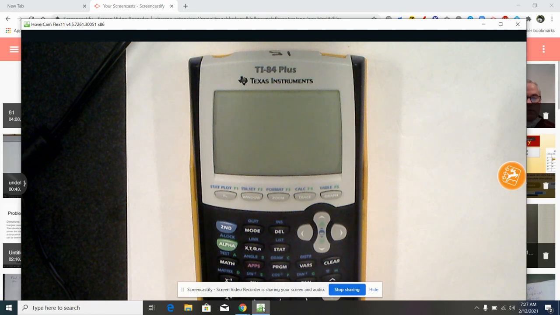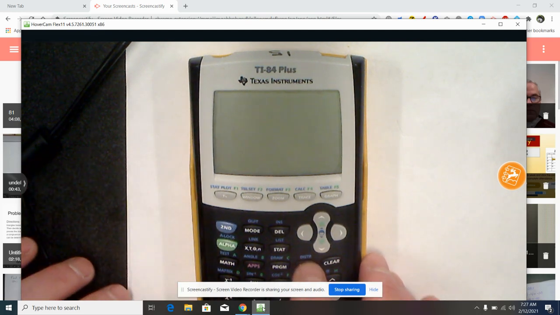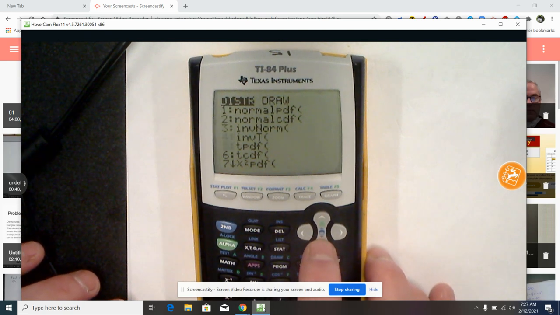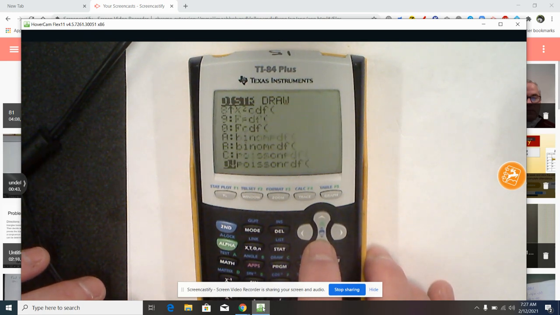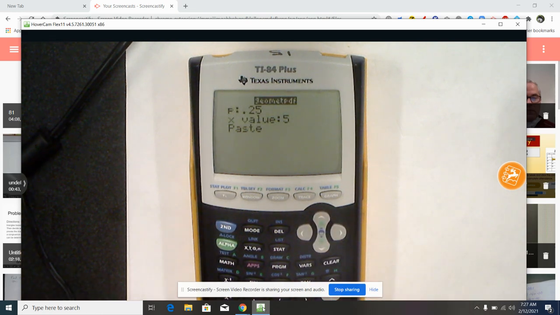And so we want to know the probability that he has to play the game exactly 5 times. Exactly, that's a PDF, not a CDF. So we need geometric PDF. Okay, so I go into second distribution, geometric PDF, and I'll show you why here. Geometric PDF, I think, is at the bottom of this for a reason, because I'm going to show you a different way to do this question.